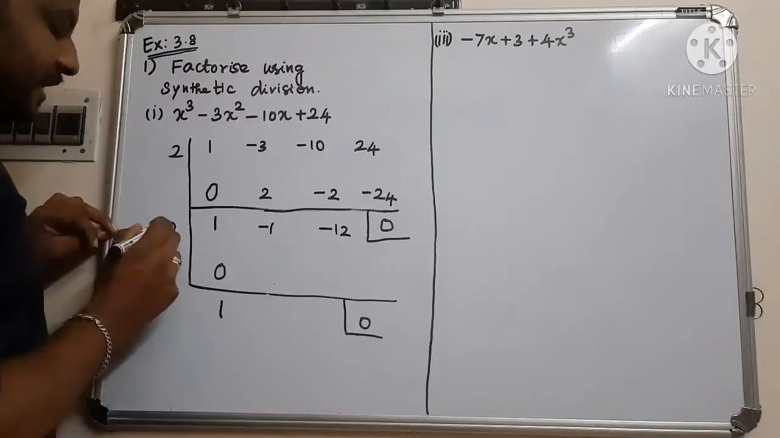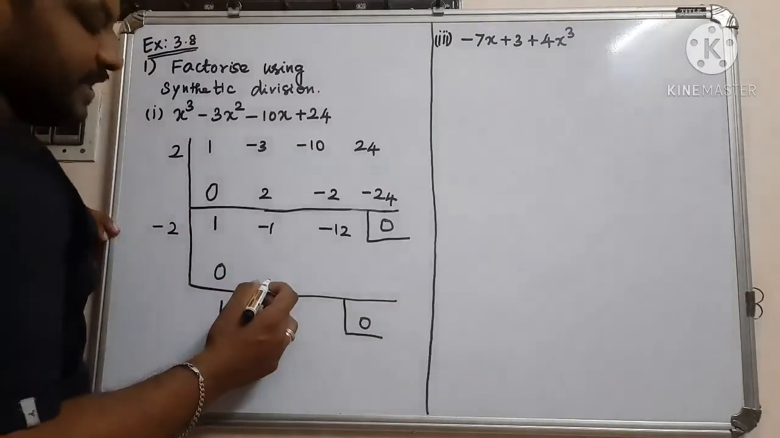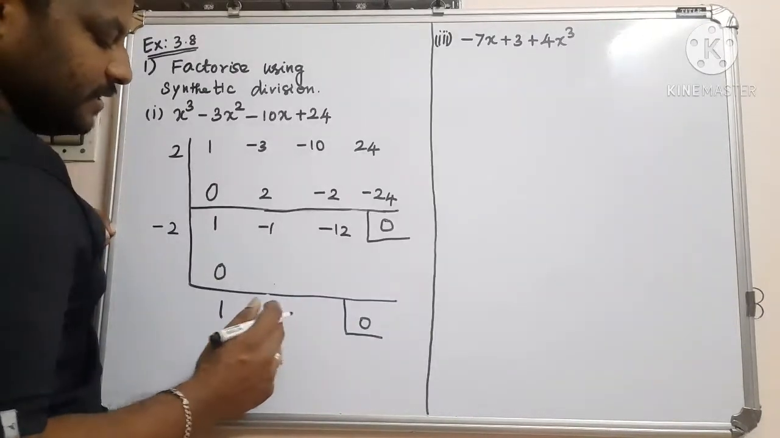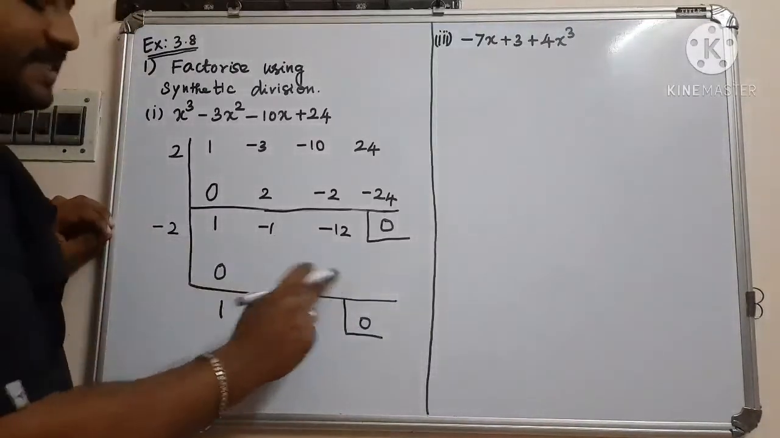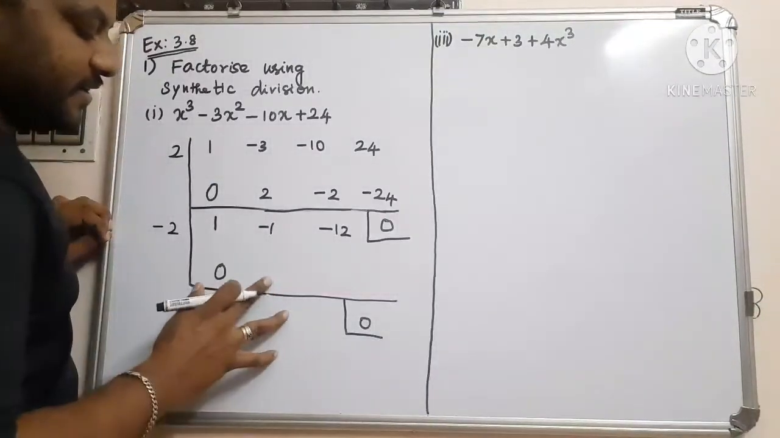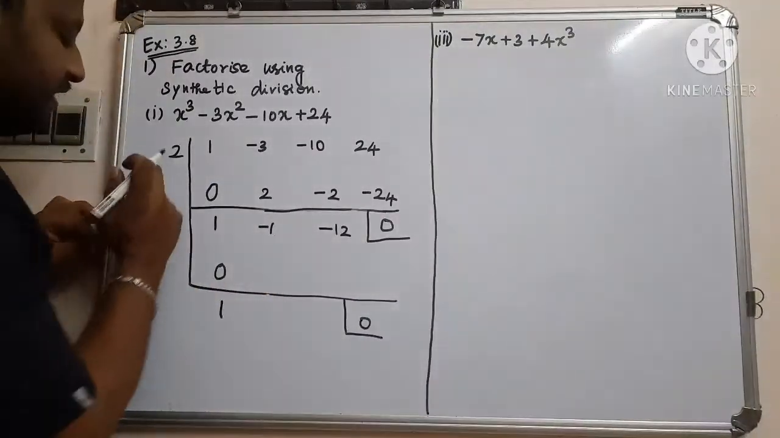So you can try with minus 2. Minus 2 into 1, minus 2. Minus 2 minus 1, minus 3. Minus 3 into minus 2, plus 6. So minus 2 is also not a factor. The next number you have to try is plus 3.